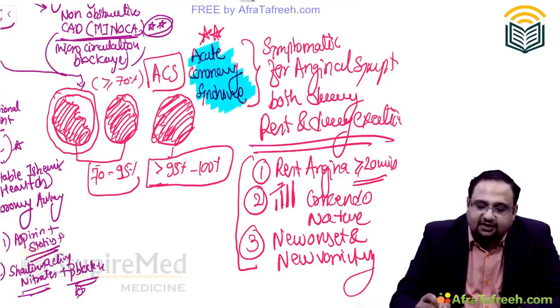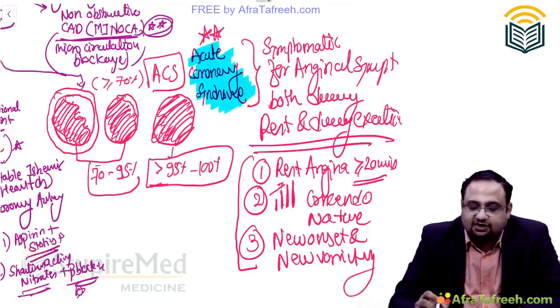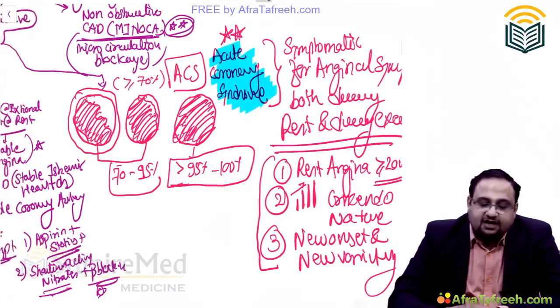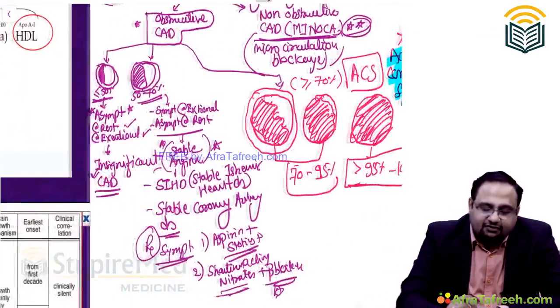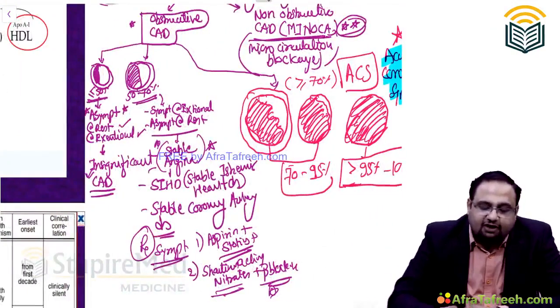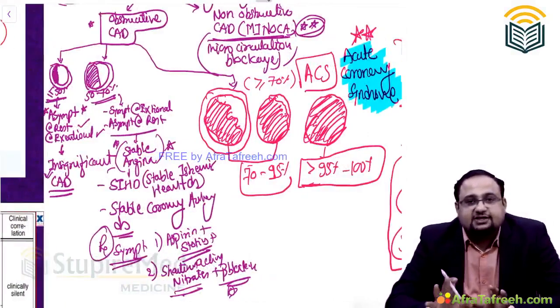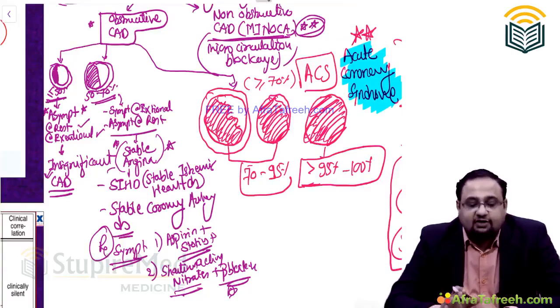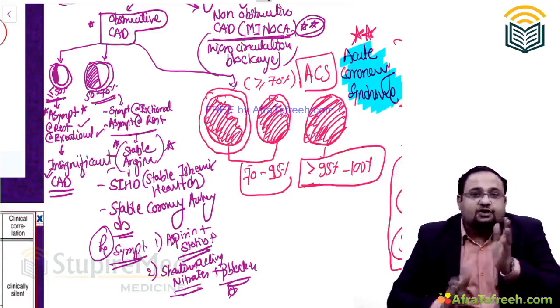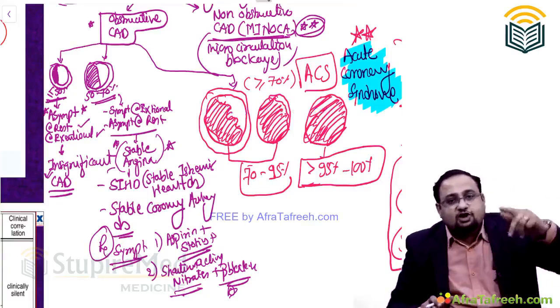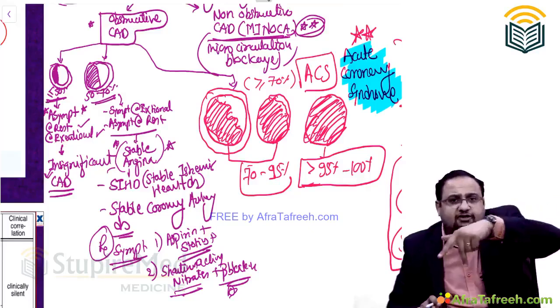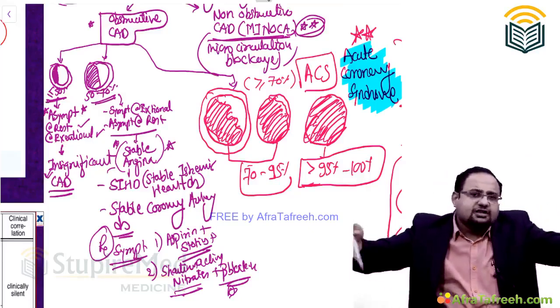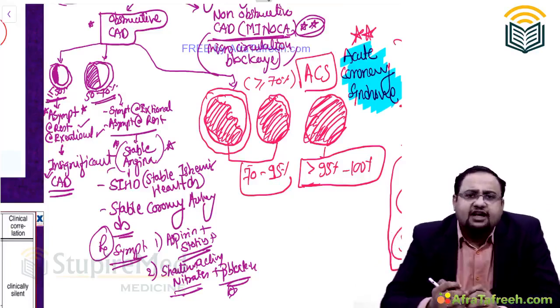Again I repeat, friends, very important thing to remember. Blockages of less than 50% are known as insignificant coronary artery disease. Why? Because they are asymptomatic during rest or during exertion. If the blockage is between 50 to 70%, they are symptomatic only during exertion. That means you are climbing the staircase, walking very fast, or carrying heavy loads, and only at that time will you have chest pain.